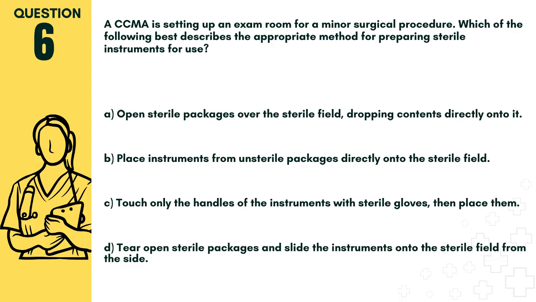A CCMA is setting up an exam room for a minor surgical procedure. Which of the following best describes the appropriate method for preparing sterile instruments for use? A. Open sterile packages over the sterile field, dropping contents directly onto it. B. Place instruments from unsterile packages directly onto the sterile field. C. Touch only the handles of the instruments with sterile gloves, then place them. D. Tear open sterile packages and slide the instruments onto the sterile field from the side.